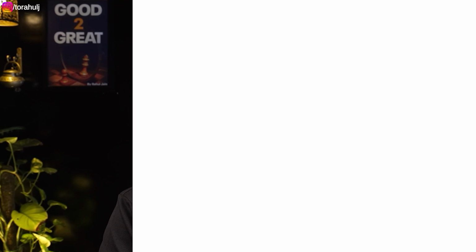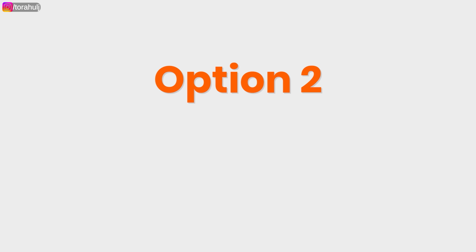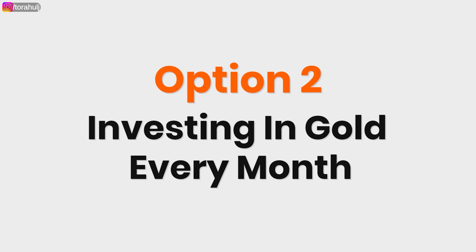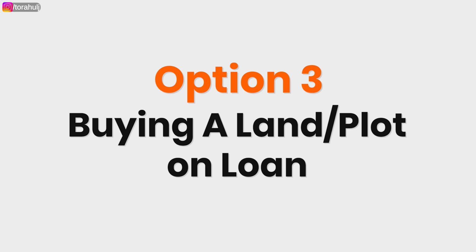Option number 1 is that you put this 50,000 rupees per month in stock market SIP. Option number 2 is use this 50,000 rupees per month to buy gold every single month. Option number 3 is that you take a loan. With that loan, you buy a land and you put this 50,000 rupees per month for clearing out that loan in the next few years.